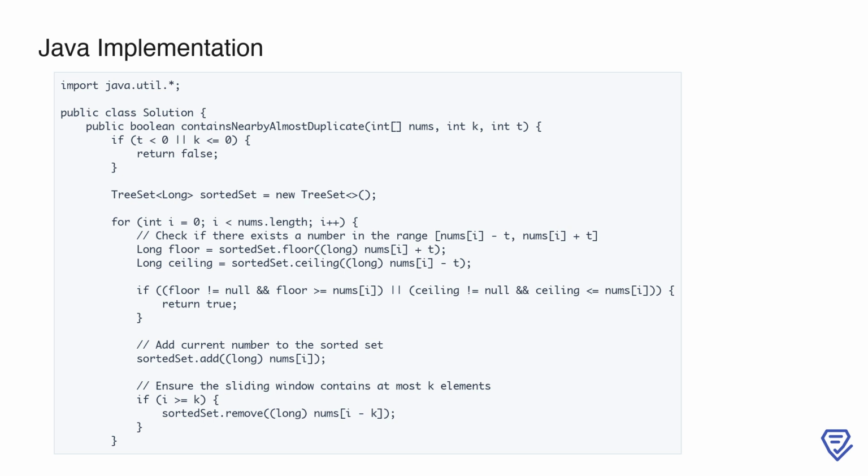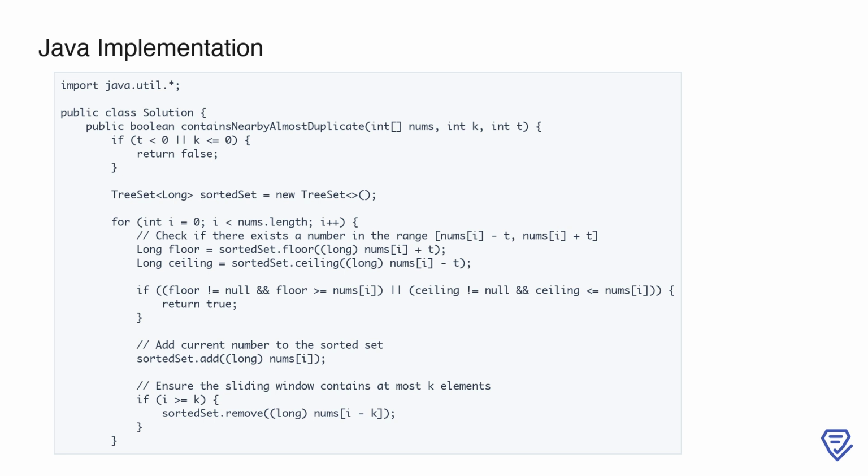The first thing we check is whether t is negative or k is less than or equal to 0, as these conditions immediately make the problem invalid, so we return false. Next, we initialize a tree set, which is a data structure that helps us maintain sorted order and allows for efficient range queries. Now, we iterate through the array using a for loop.